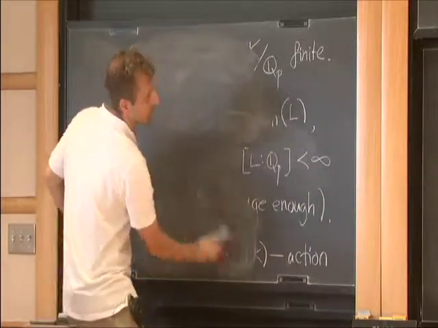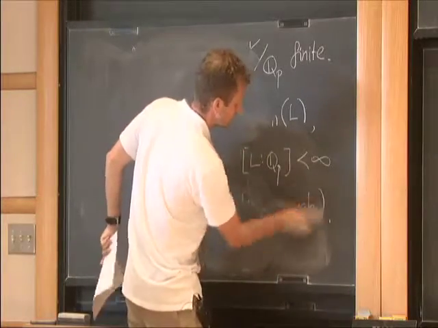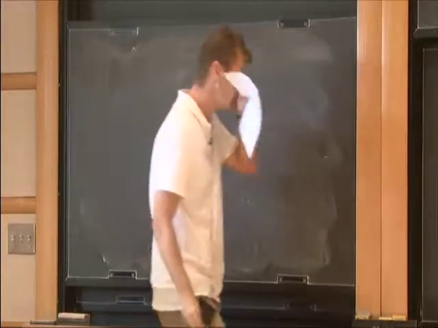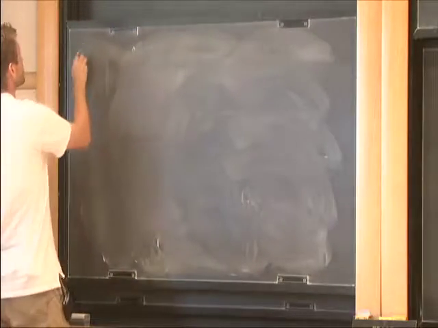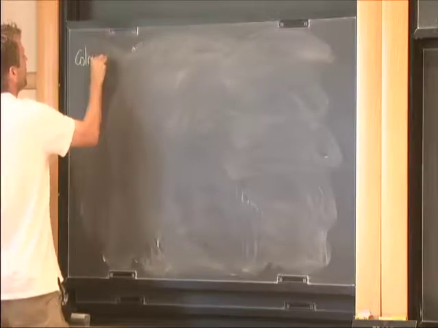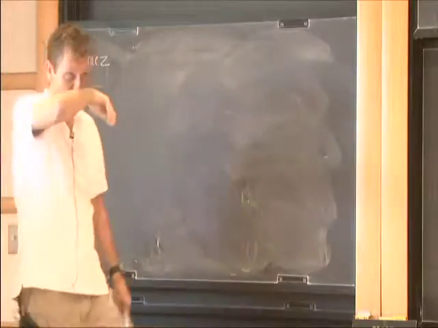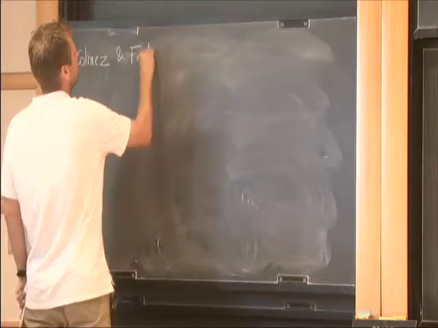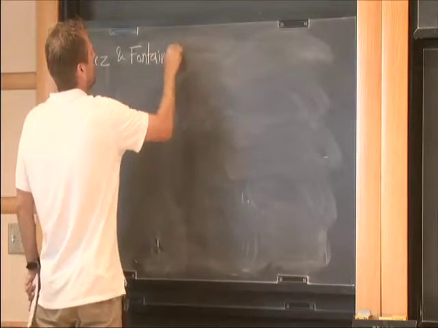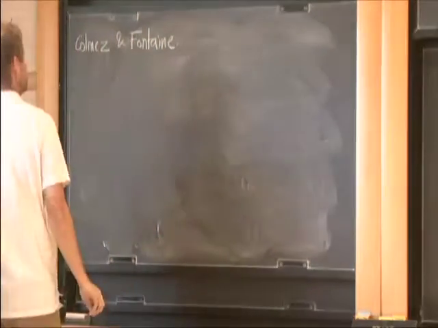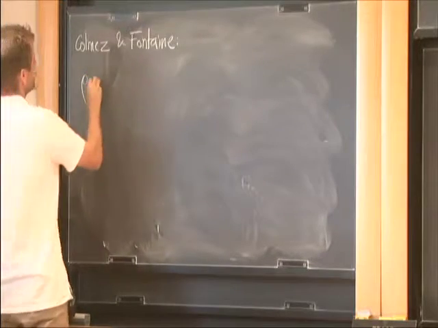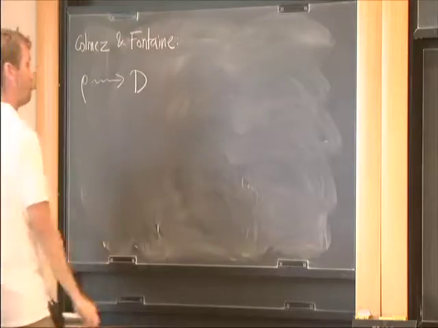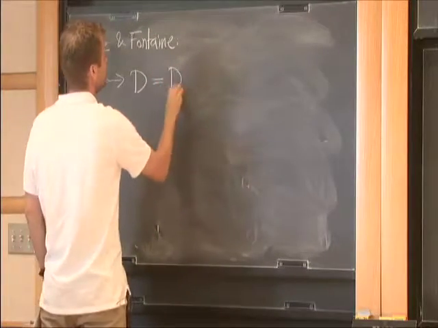So you still have that recipe of Fontaine. So corresponding to rho, you have this filtered phi module. So by Colmez and Fontaine, you know that there's a way to associate some filtered module. It's called D. So this D_pst of rho.